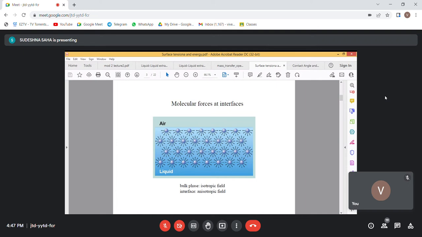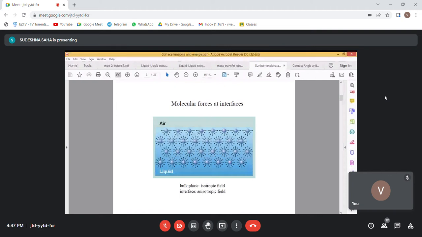Whereas if you take any molecule at the interface, the forces are acting in this direction because these two molecules are similar molecules, and there are dissimilar molecules in the air at the interface. Because of this, the forces acting on this molecule in the upward direction are much less compared to the forces acting in this downward direction.